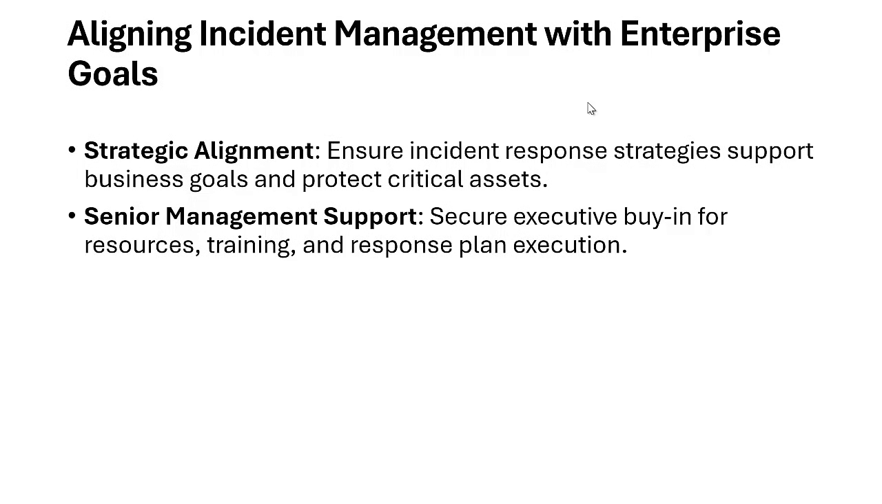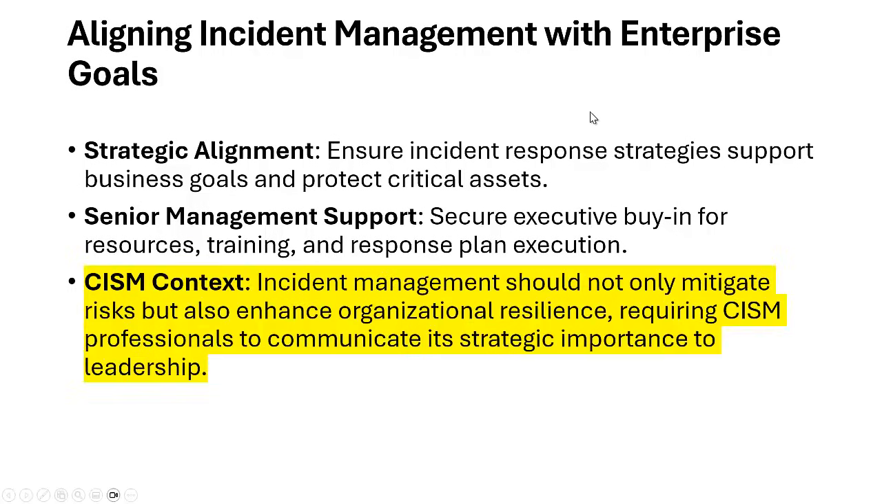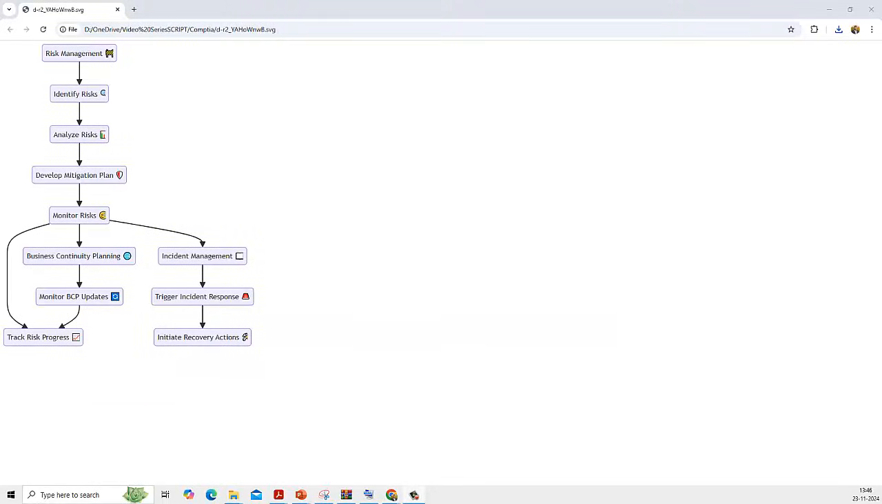That's the one thing. If it's aligned, then only will we have buy-in and approval from senior management. So incident management should not only mitigate risk, but also enhance the organization's resilience, and it requires the CISM professional to communicate its strategic importance to the leadership. Okay, so I want to show you one diagram.